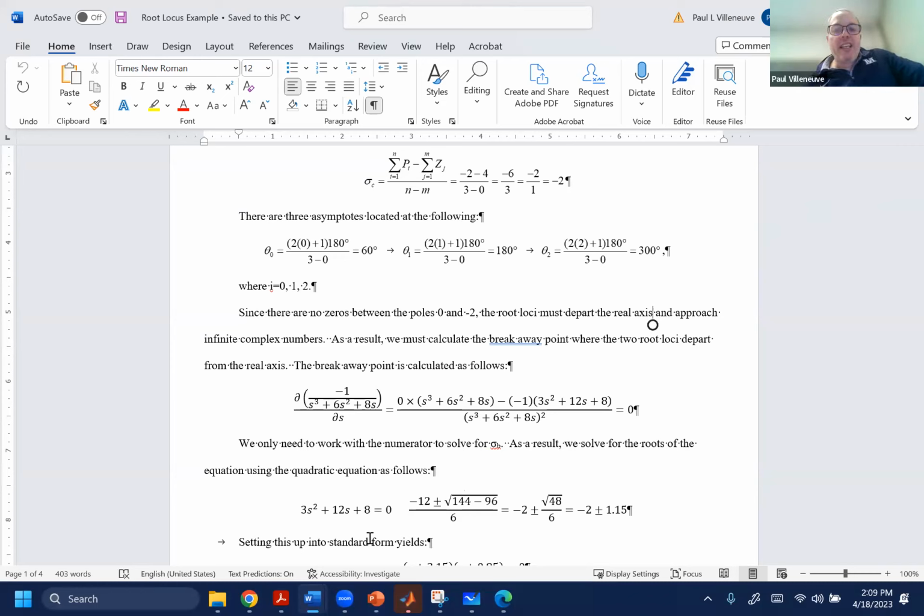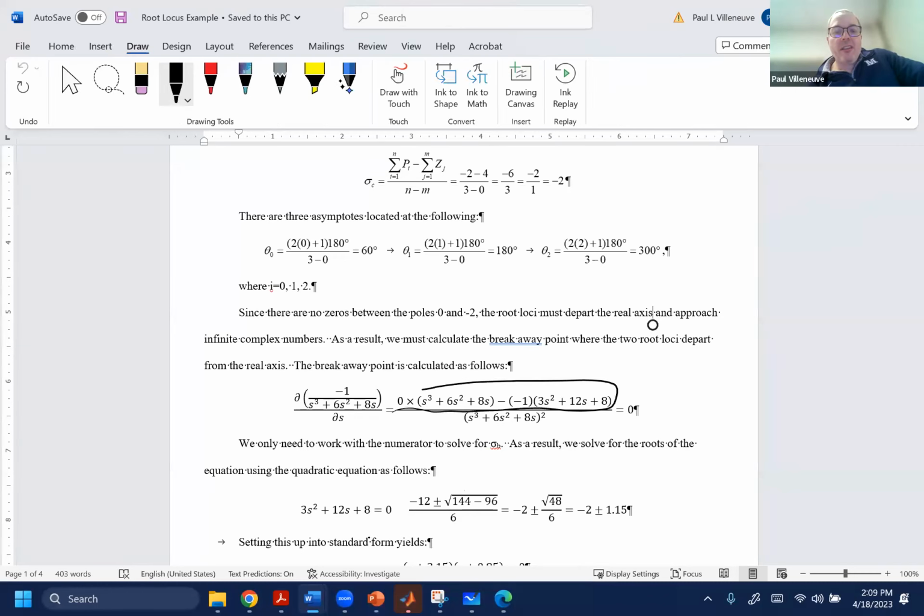And all I need is this term here because I'm setting that equal to 0. So I'm going to combine that. And what I end up with, this is multiplied by 0, so this is the only term that I have left. 3s squared plus 12s plus 8 equals 0. You can use your calculator to solve for the roots. I just wanted to show you, you can still use the quadratic equation. It works fine. I have -2 plus or minus 1.15.